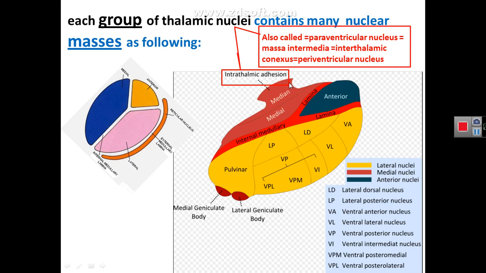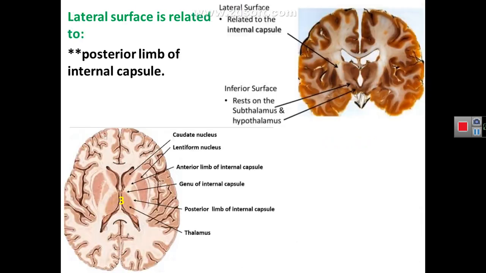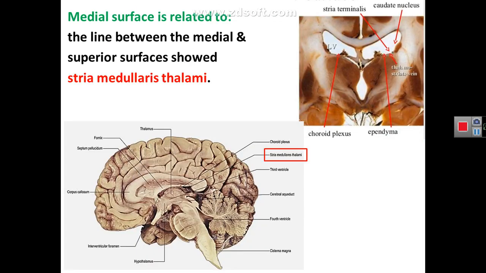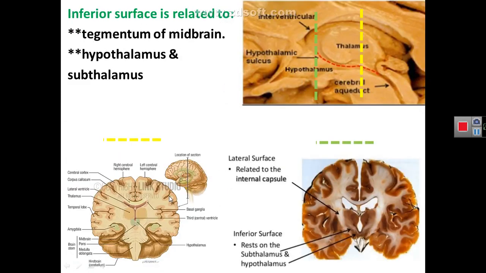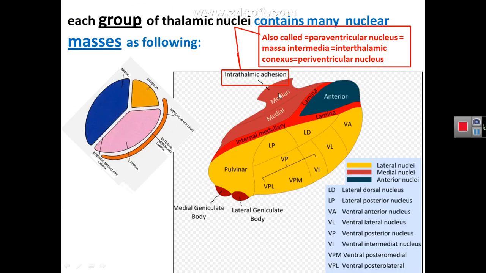You can see here on the medial side, this is the interthalamic connection, the gray matter connection of the right and left thalami. It is here called interthalamic adhesion, also called paraventricular nucleus, or massa intermedia, or interthalamic connexus, or periventricular nucleus. All of these are synonyms. It is a gray matter connection of the right and left thalami. We demonstrated that in this figure. And we said it is only an anatomical connection, not a functional connection.